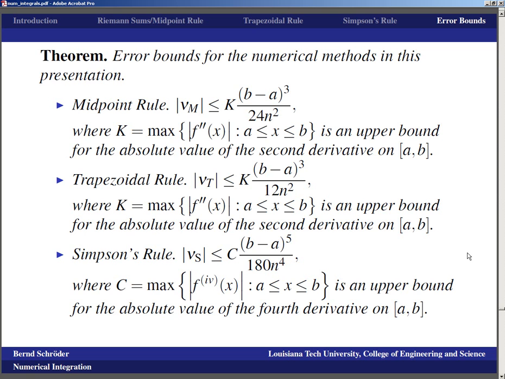Okay, so a lot of things are intuitive. A long interval means error is potentially worse. Lots of evaluations means the error is smaller. The midpoint rule is more accurate than the trapezoidal rule. Simpson's rule is more accurate than the midpoint rule, typically.